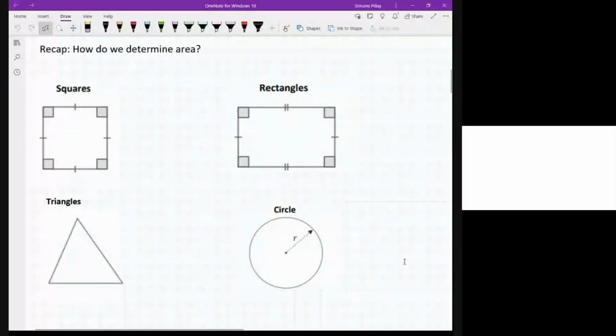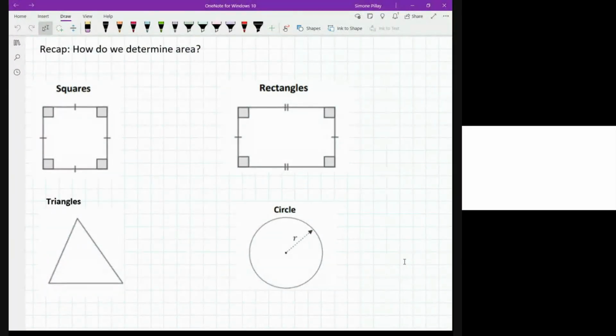Let's do a quick recap now. I don't want you guys to raise your hands, but I do want you to quick fire in the chat. Give me what we said the formulas were for these four shapes to calculate the area. So just type it in the chat. Square, what is the formula?